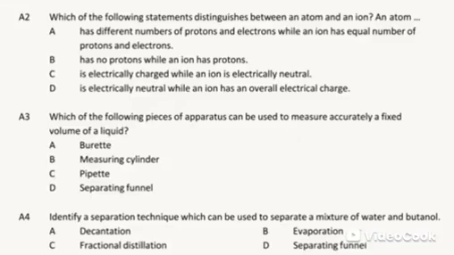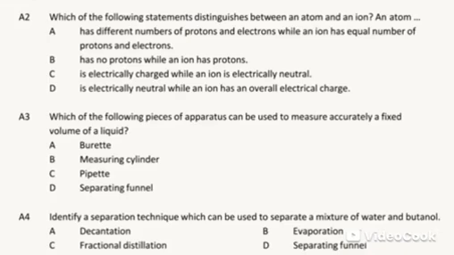Which of the following statements distinguishes between an atom and an ion? A. An atom has different numbers of protons and electrons, while an ion has equal numbers of protons and electrons. B. An atom has no protons, while an ion has protons. C. An atom is electrically charged, while an ion is electrically neutral. D. An atom is electrically neutral, while an ion has an overall electrical charge.